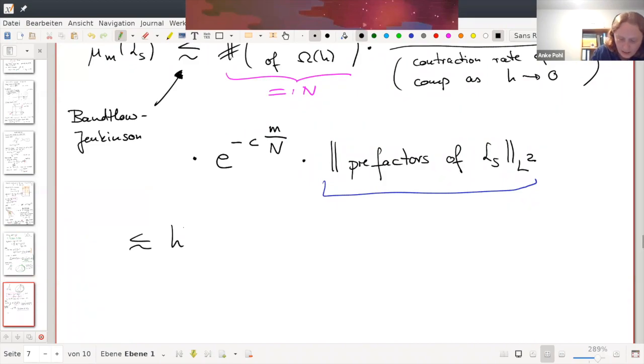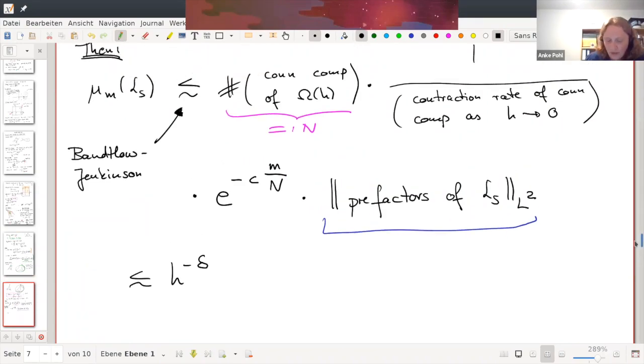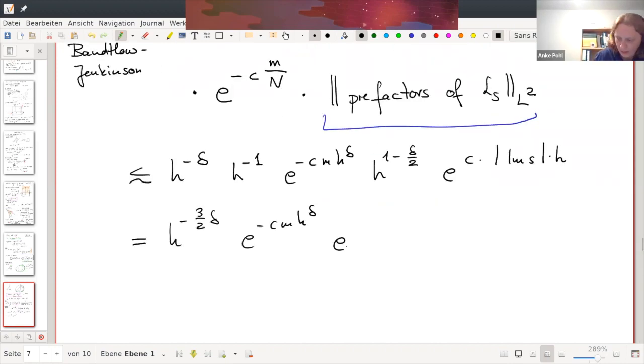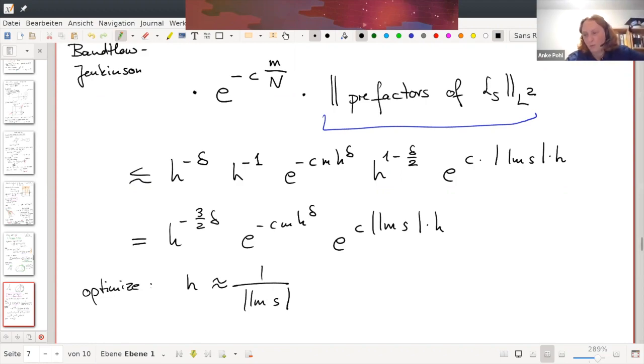So based on dynamics, you can calculate the number of connected components to be h to the minus delta. This delta is again this famous first resonance. The contraction rate is 1 over h. Then we have this factor, which is just there. Then the prefactor comes in with this. And then you combine it together, you get this. The C's, they might be different C's. So everything which is a little c is some constant. And then we optimize. Optimize means that h is almost the same as 1 over the imaginary part. It's actually not fully true, but for all purposes, it's good enough. So let me call this 1 over T.